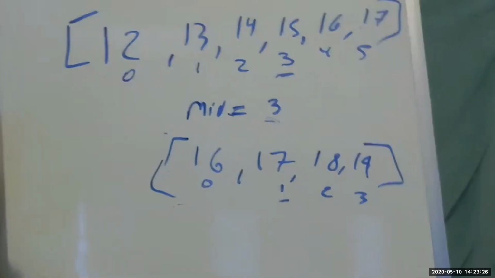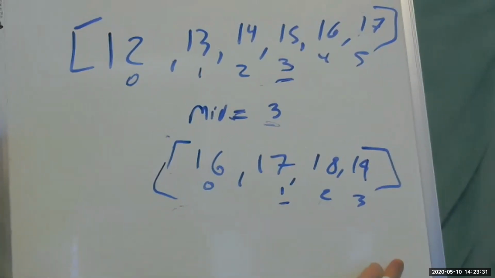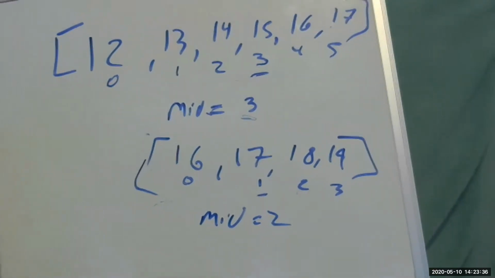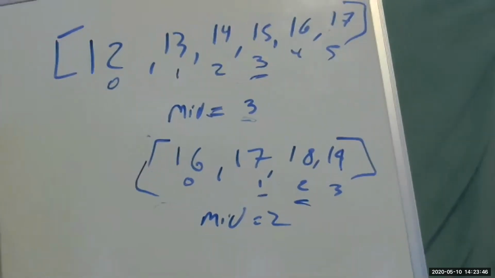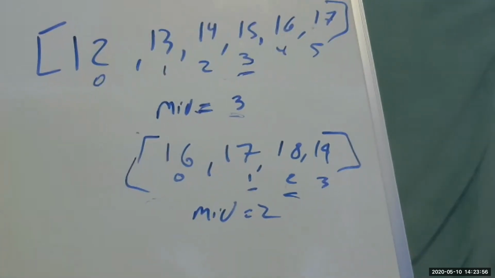Then we have to go to the right side again. Okay, so you want to keep looking for 19, no problem. So we'll say this is 4 items, so our mid is 2. We look at the 2, and that is our mid right here. 18 is less than 19, which we said we were looking for now. So we got to go to the right side of there.